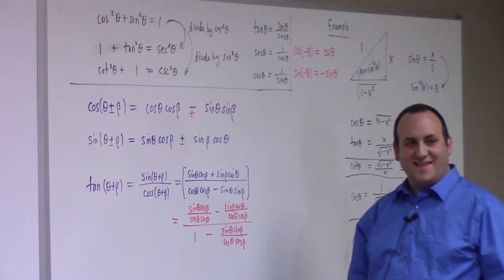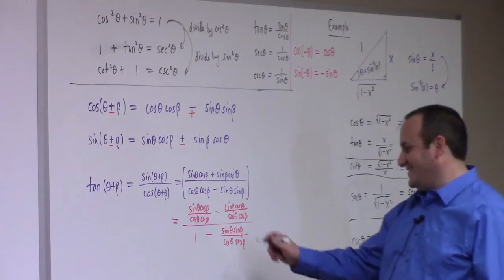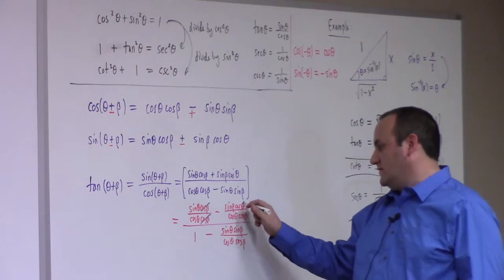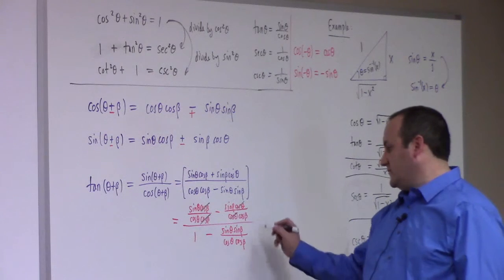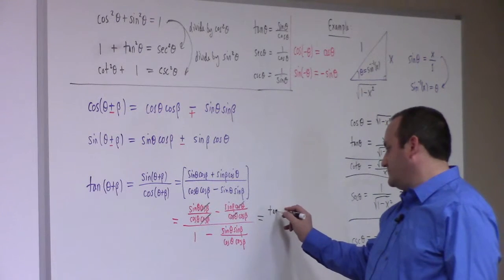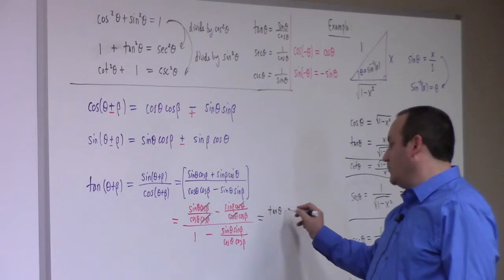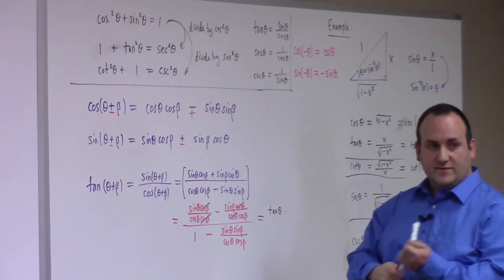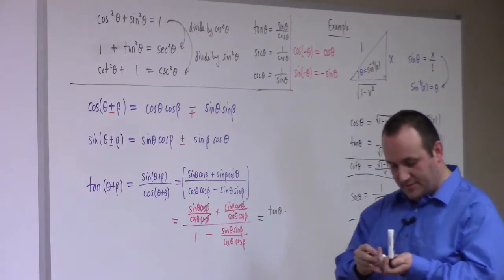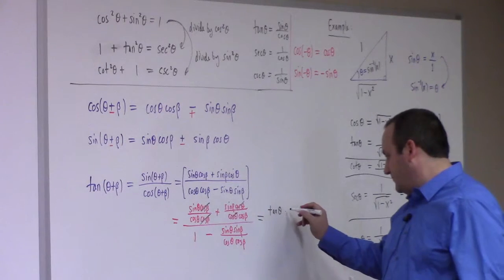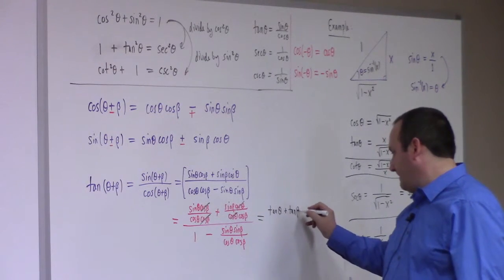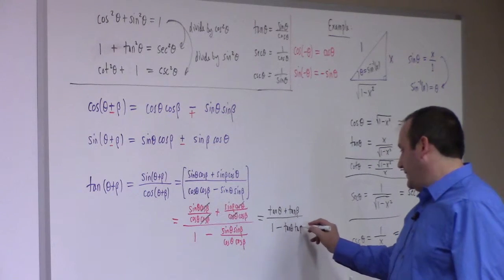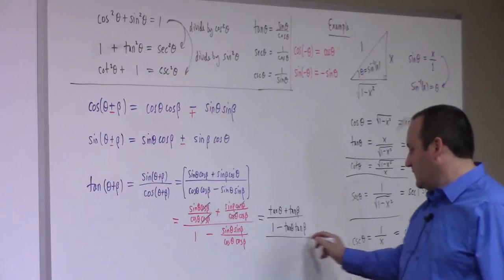All right, so there we go. These cancel, and you're left with tangent theta. You're right. It is a plus. So tangent theta plus tangent beta divided by 1 minus the product of tangent theta and tangent beta. There you go. That's the adding angles formula for tangent.